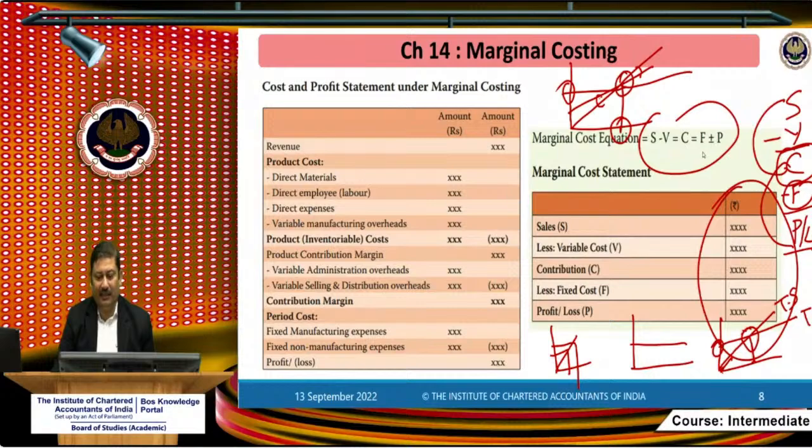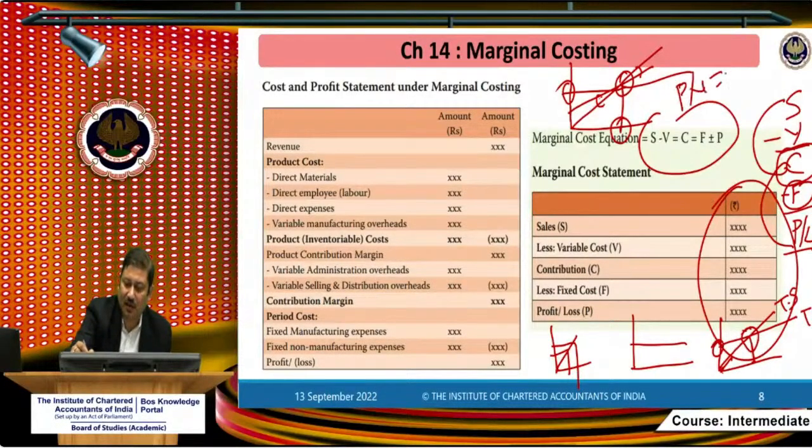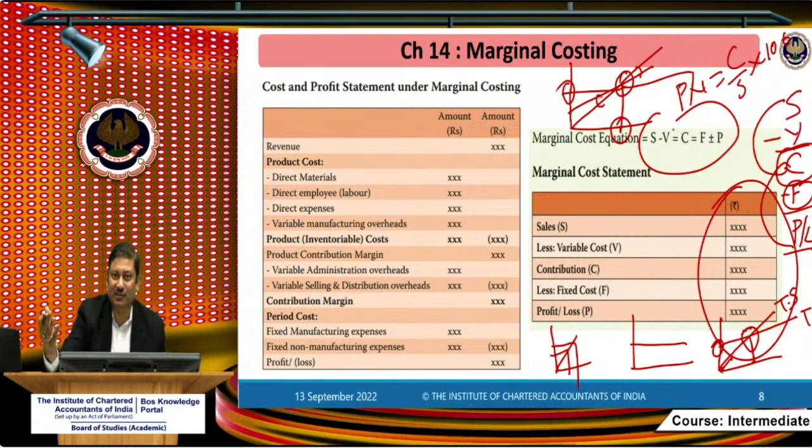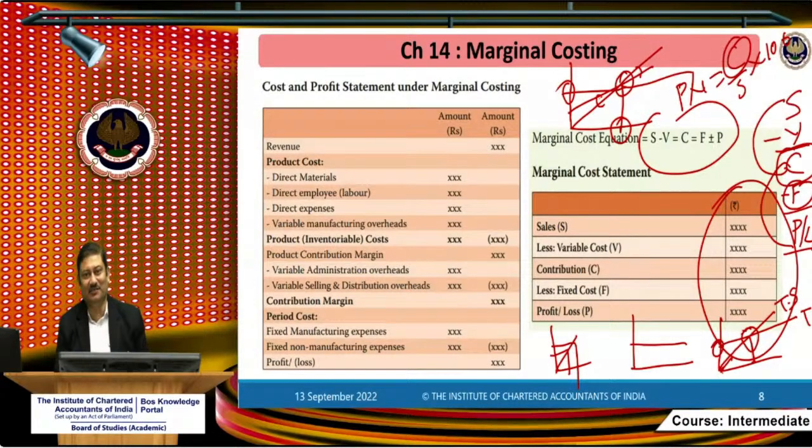In this marginal cost equation, there is one important ratio based on which contribution is calculated, known as PV ratio, profit volume ratio. How is PV ratio calculated? Contribution by sales into 100. Why is it known as PV ratio? Because this contribution is nothing but the profit. A 10 rupee increase in contribution means your profit is increased by 10. So that's why it is known as PV ratio, profit volume ratio.